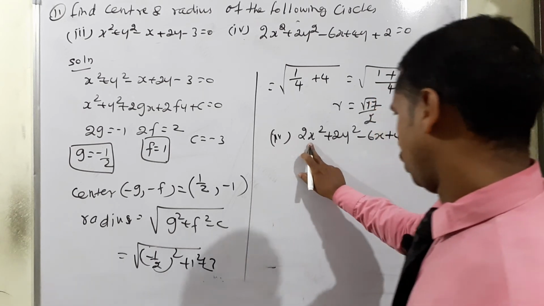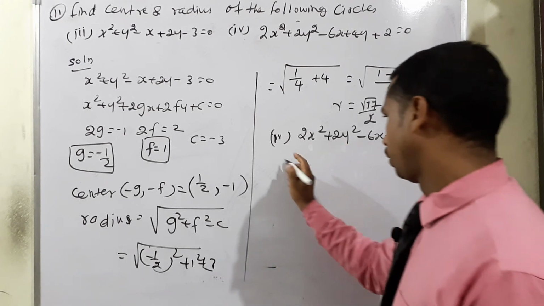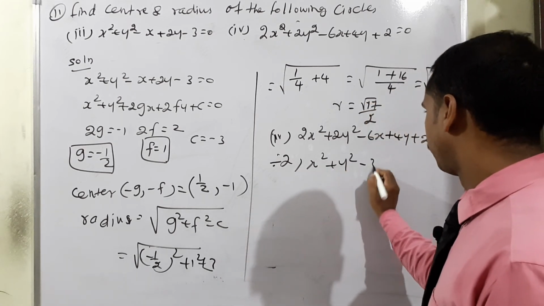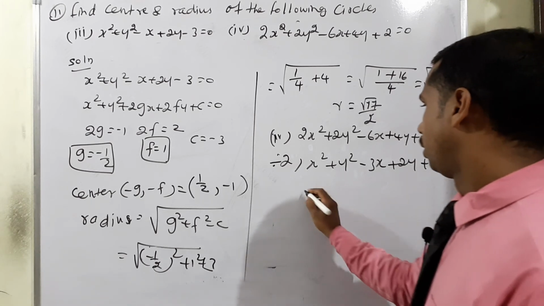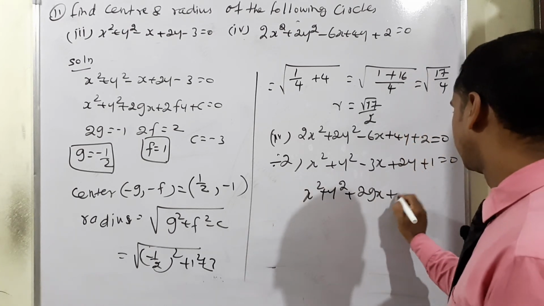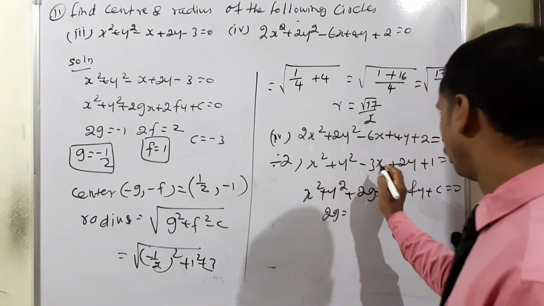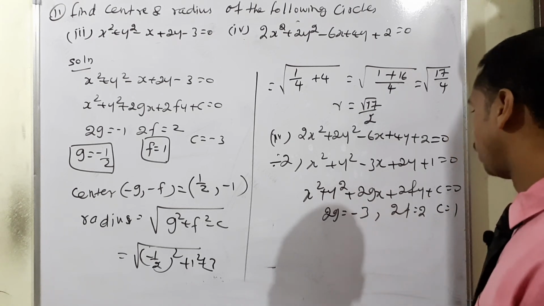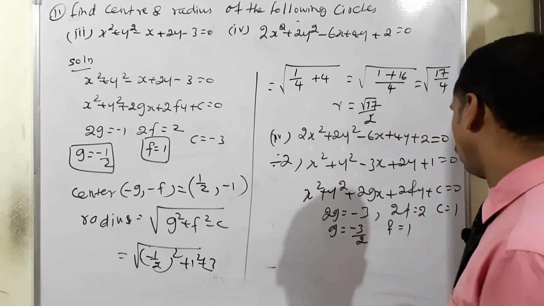Now the coefficient of x square and y square is more than 1, so what we have to do is divide by 2. Look at there: x square plus y square minus 3x by 2 plus y plus 1 is equal to 0. Now, comparing with x square plus y square plus 2gx plus 2fy plus c is equal to 0, we can write 2g is equal to minus 3 by 2, 2f is equal to 2, and c is equal to positive 1. Therefore g is equal to minus 3 by 4, f is equal to 1.